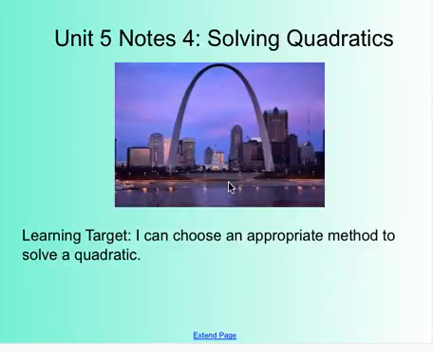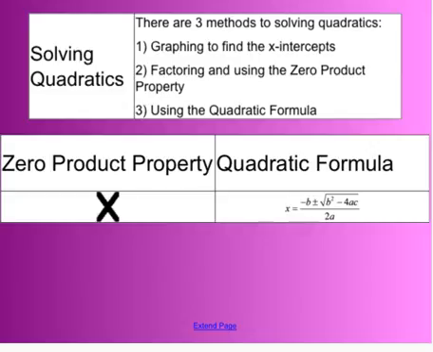So, learning target: I can choose an appropriate method to solve a quadratic. In your toolbox, you should have ways of solving quadratics. There are three methods. First, graphing to find the x-intercepts. A lot of people don't like to graph, especially when these equations are x squared minus x's plus a constant of some sort. Second, factoring and using the zero product property.